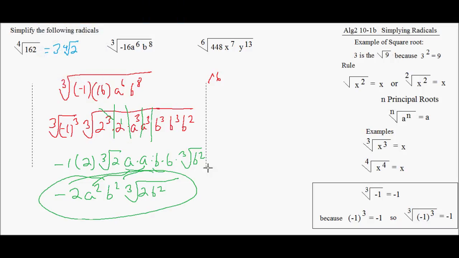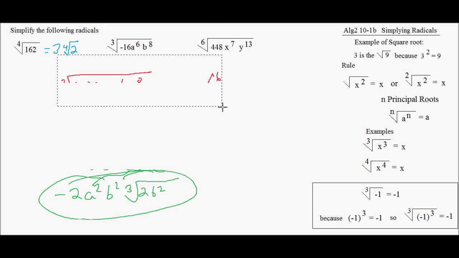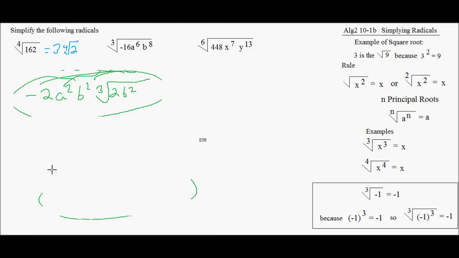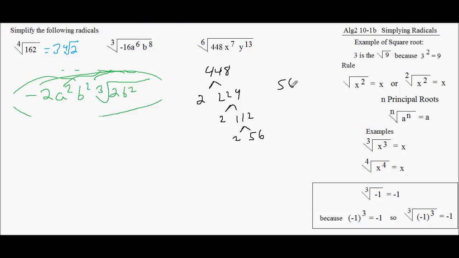Done with that. Okay, last one. I know 2 goes into 448, 2 times 224, 2 goes into that, 112, and 2 goes into that, 56. So this equals that.